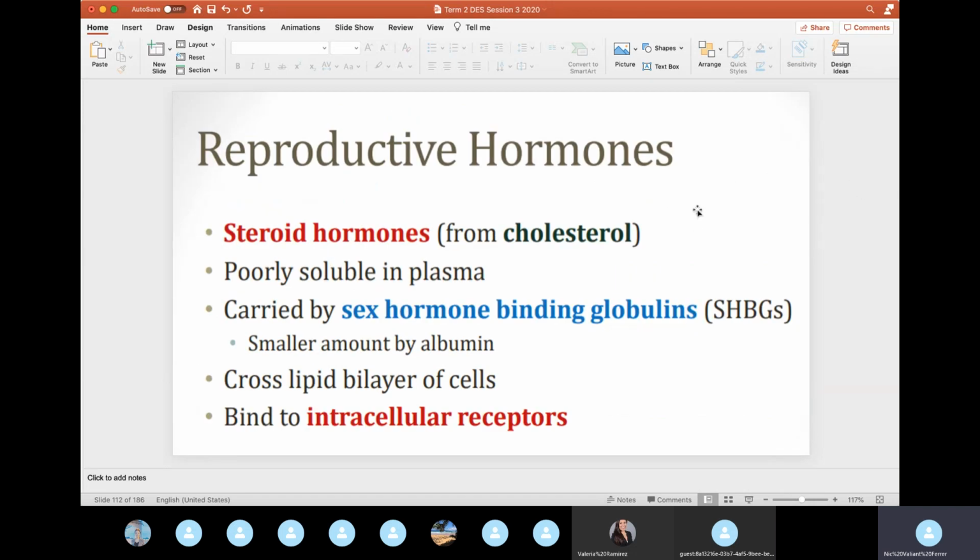Reproductive hormones. They are steroid hormones, so they act on the intracellular receptor. They come from your cholesterol. They are poorly soluble in the plasma. They are carried by sex hormone binding globulins. And as I've said, they cross the lipid bilayer and they bind to intracellular receptors.